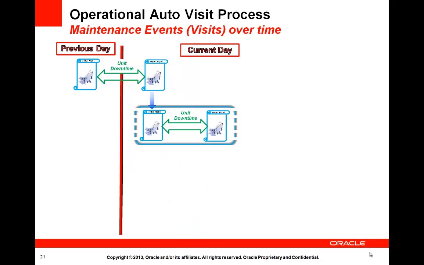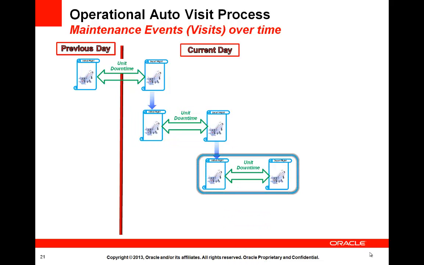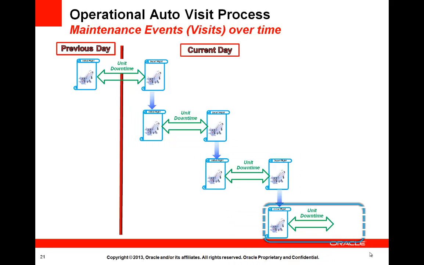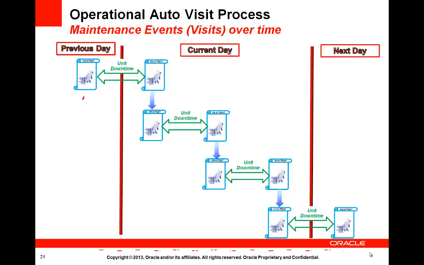It'll then go to the next flight record, which is the arrival flight for the next departing flight, review its unit downtime, and so on. It will continue going into the future, working sequentially. And this process will repeat for the flight schedule for each day.